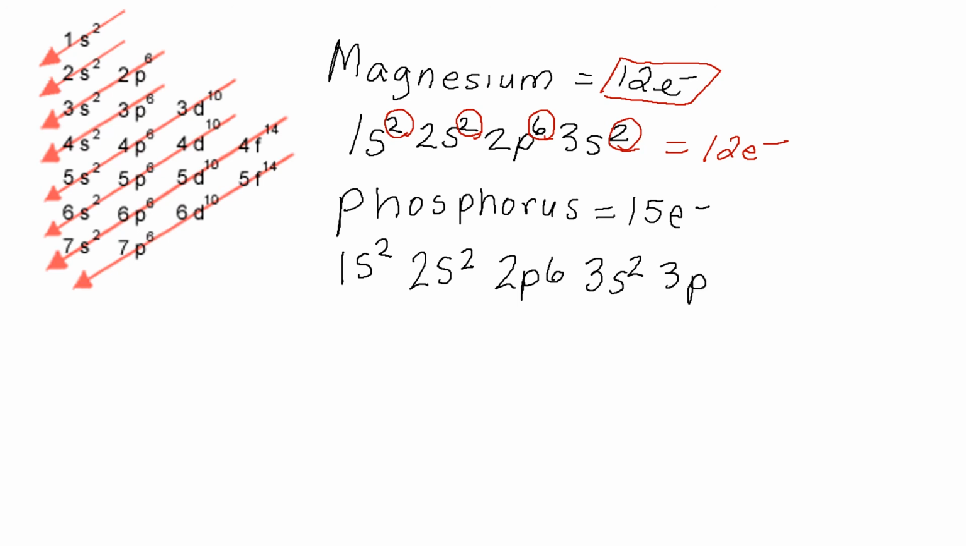We do not need all 6. So it is okay to put less than what is needed on the last part of the configuration. It's just not correct to put more. So we can actually put 3, and that would give us our total of 15. So if we were to add these top numbers, 2 plus 2 plus 6 plus 2 plus 3, that's going to give us 15 electrons, and that would be our configuration for phosphorus. And this is how you use the Aufbau diagram.